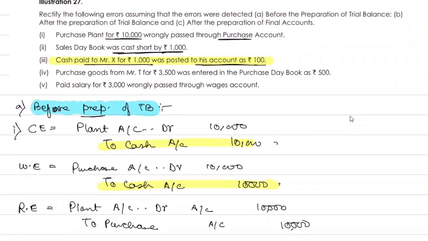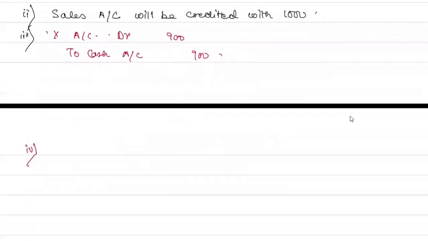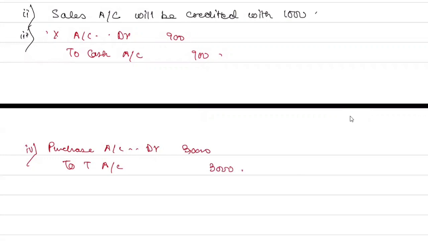Sales was cast short. That means sales का debit बड़ा हो गया, credit कम हो, और purchase का कम आया, मतलब purchase is understated. So what you have to do? You have to simply increase the purchase. So what we can do? Purchase account debit to T account, more 3000 because 500 has already been showed. Correct.